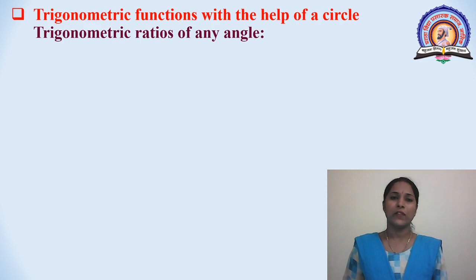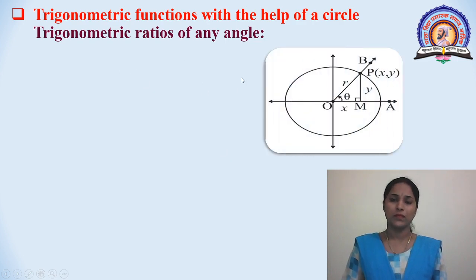Here, trigonometric functions with the help of a circle. First, trigonometric ratio of any angle. Here let theta be the acute angle. We have already studied acute angle. Here acute angle means the measure of the angle is less than 90 degrees.